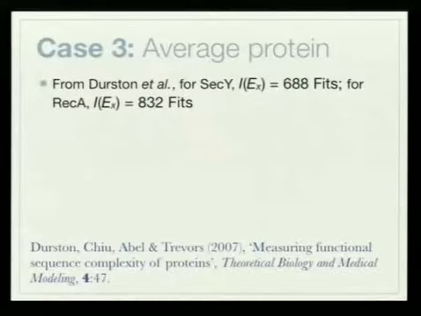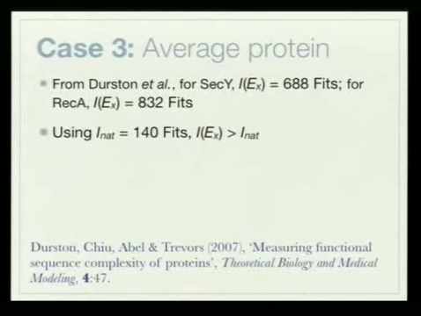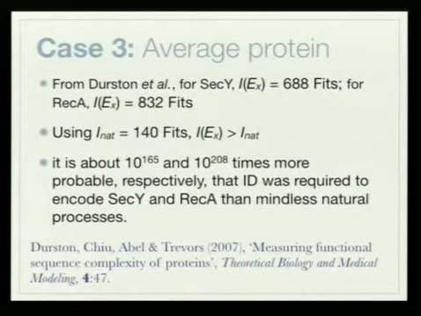Case number 3, the average protein. These are 2 universal proteins that are roughly average in length. It turns out that SecY requires 688 bits of information, RecA 832 functional bits of information, vastly more than what nature's natural processes are capable of producing. Using the same method, it turns out that it is about 10 to the 165 to 10 to 208 times more probable that intelligent design is required for these 2 universal proteins than natural processes.